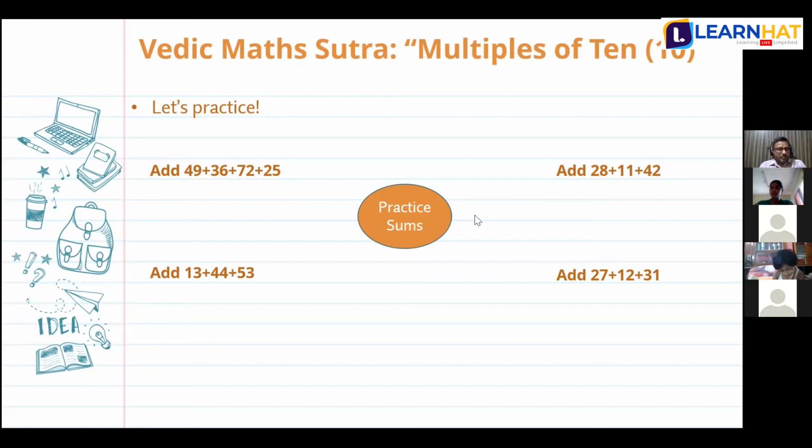Well done, Rajdeep. Okay, I think let's move on. If anyone wants to say, do you have any ready-made answers? Otherwise, we'll move on to the next concept. You can take down this practice sum so that you can try even after the class. Okay, so no answer. So I'm moving on to the next sutra.